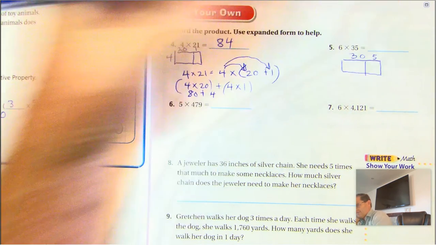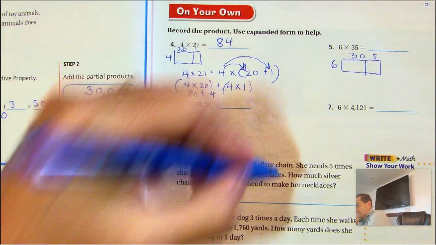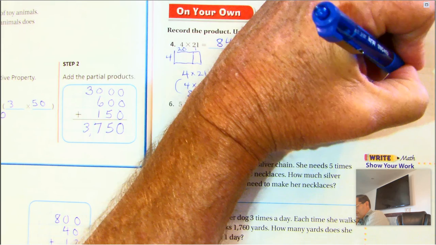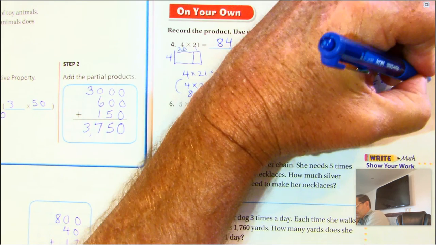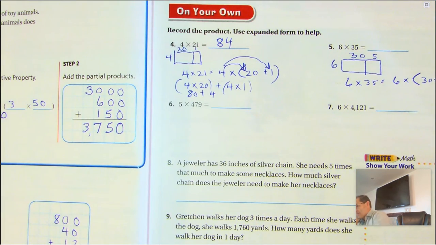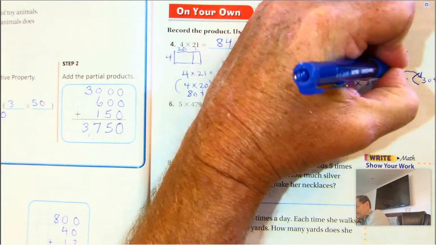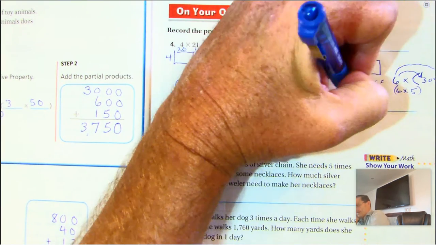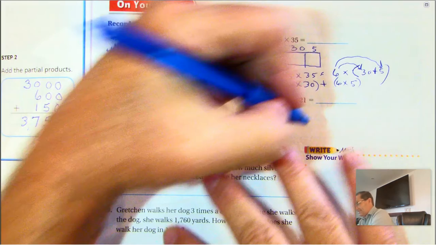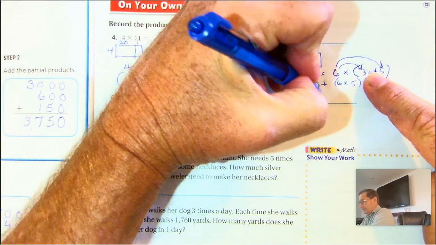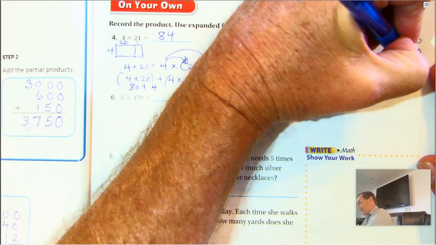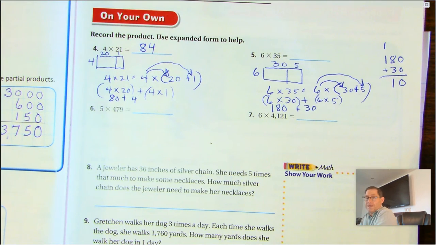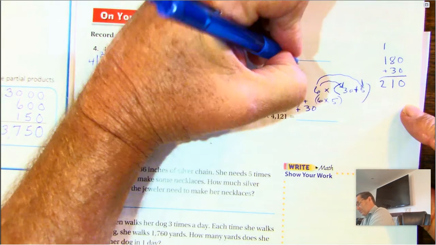6 times 35. I have 30 and 5. And so that would be the model for it. Writing it in expanded form, 6 times the sum of 30 plus 5. I'm going to multiply the 6 by each of the addends. So 6 times 30 plus 6 times 5. 6 times 30, well, 6 times 3 is 18. Put the 0 from the 10. 6 times 5 is 30. So now we can add up our partial products. 0 ones, 11 tens, which I will rename or regroup as 1 hundred and 1 ten. So we get 210.